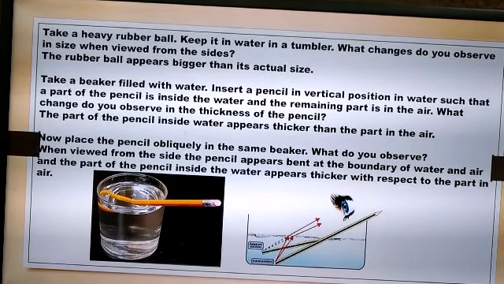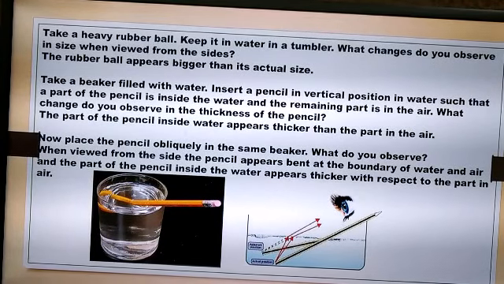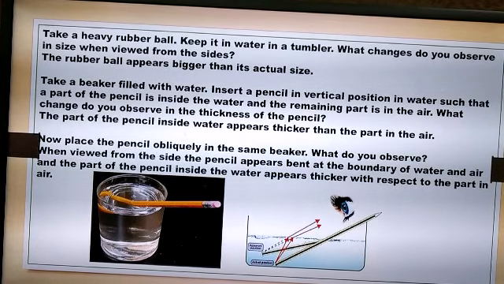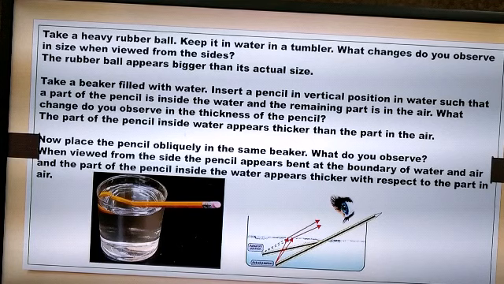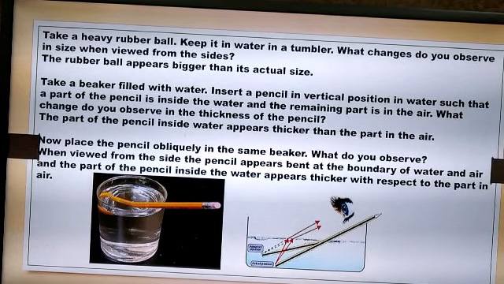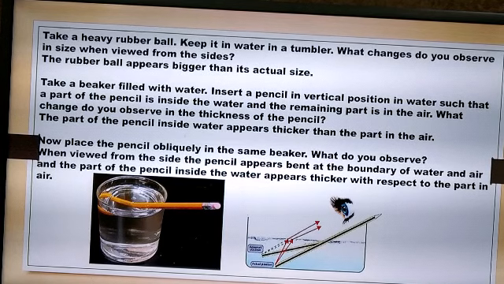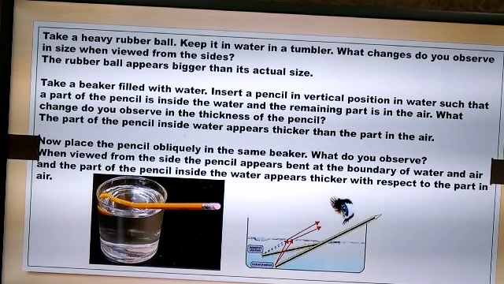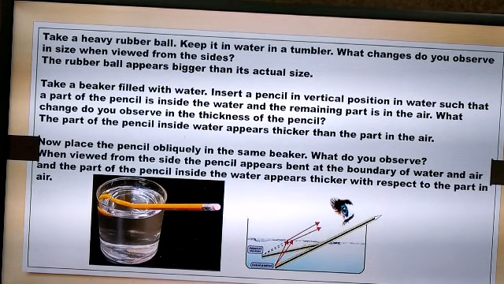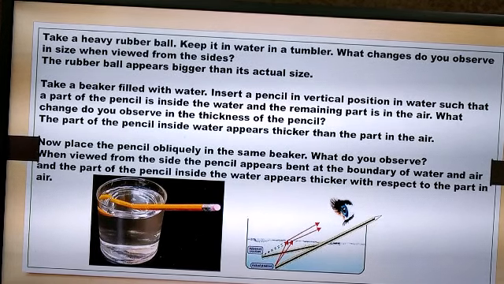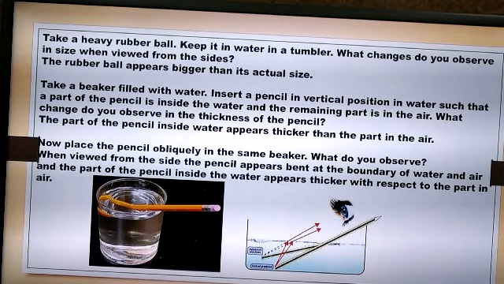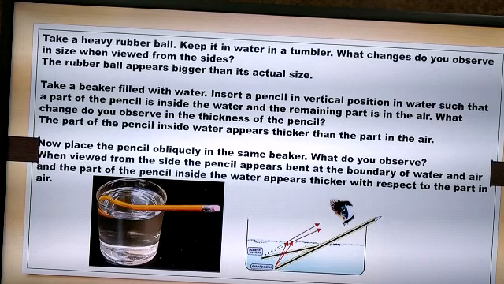Now let us look at some activities. Take a heavy rubber ball and keep that rubber ball in a glass tumbler which is filled with water, and look at the rubber ball from outside. What changes will you observe in size when you are observing the ball from the sides? Well, if you try to look at the rubber ball from the sides, we find that the rubber ball appears bigger in size than its actual size.